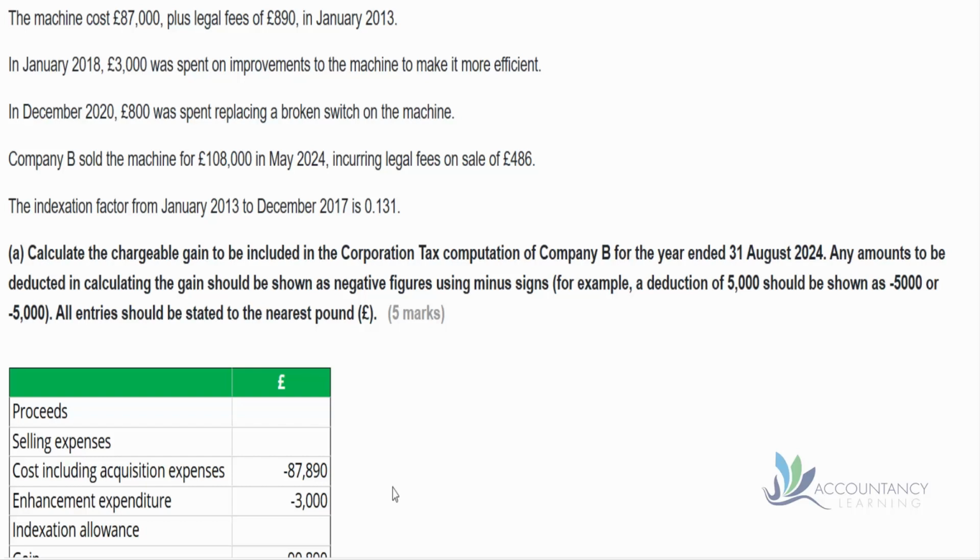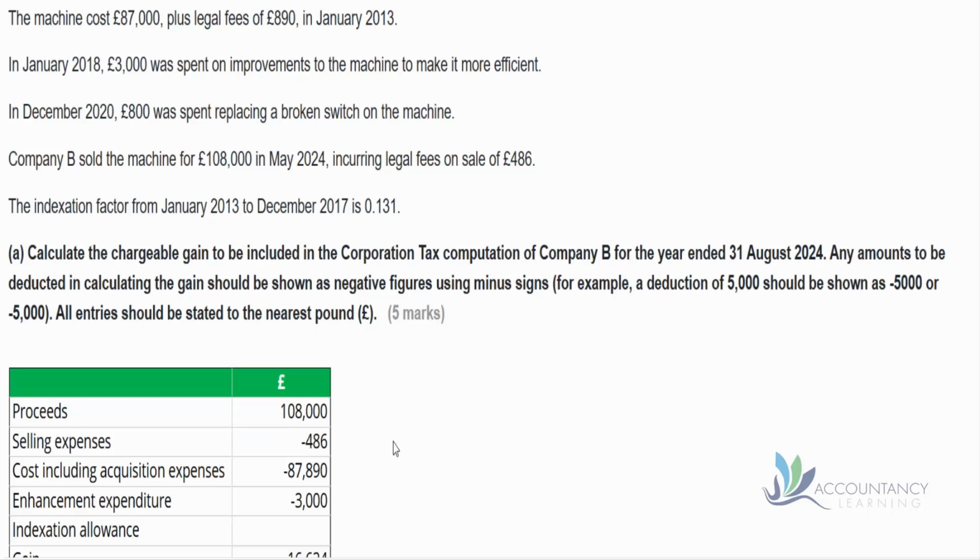And then Company B sold the machine for 108,000, so that's part of our proceeds, isn't it? That would be a positive number because that's money coming in. And we also incurred legal fees on the sale of 486. So yes, we've received 108,000, but we immediately pay those legal fees of 486, so we can deduct that from the proceeds. And what else are we told?